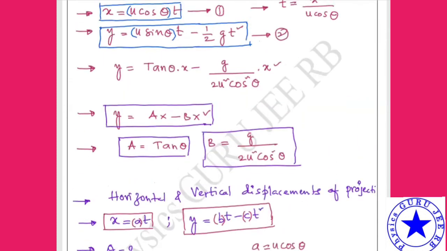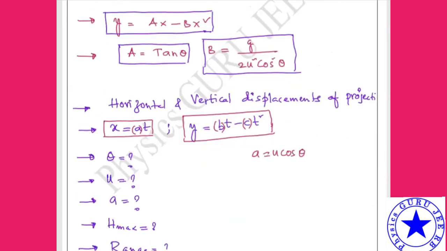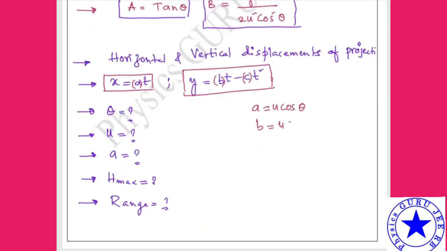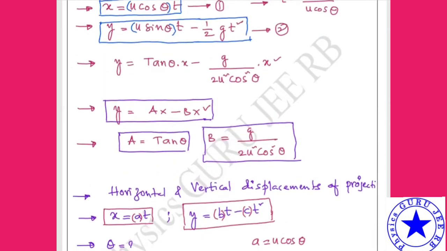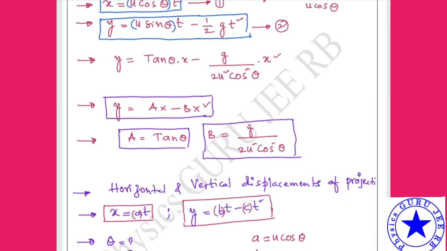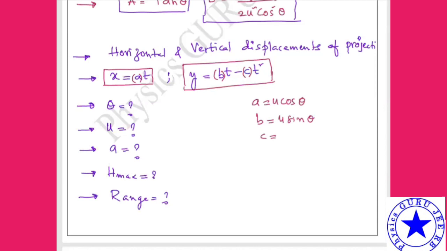Can anybody tell what b is equal to now? B is equal to u sin theta. Next, in the comparison, there is no half, and minus is there, so c can be written as c is nothing but 1 by 2 into g. Now c is equal to 1 by 2 into g. Hope this is clear to all of you.